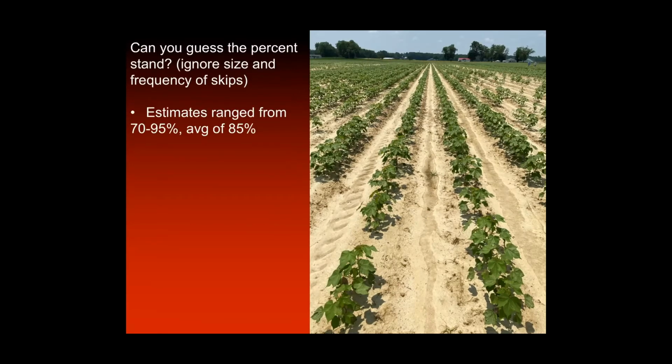All right, so this plot looks pretty good. Our experts estimated these 2 rows to be anywhere from a 70 to 95% stand, with an average across all those sampled of 85%. The actual stand here is a 50% stand.